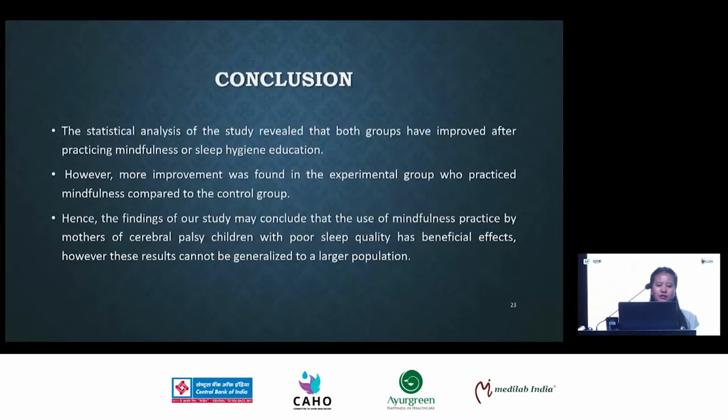Conclusion. The statistical analysis of the study revealed that both groups have improved after practicing mindfulness or sleep hygiene education. However, more improvement was found in the experimental group who practiced mindfulness compared to the control group. Hence, the findings of our study may conclude that the use of mindfulness practice by mothers of cerebral palsy children with poor sleep quality has beneficial effects. However, these results cannot be generalized to a larger population.